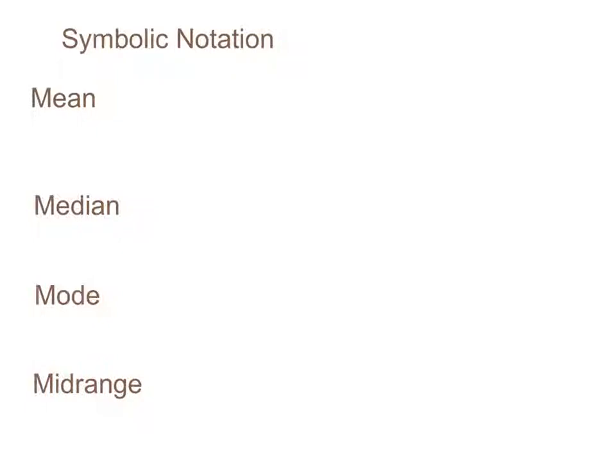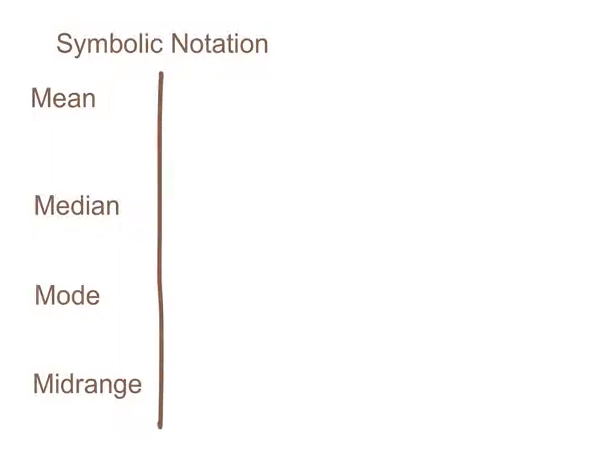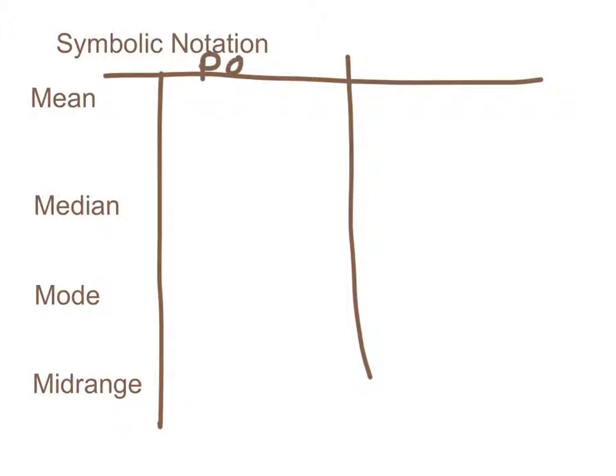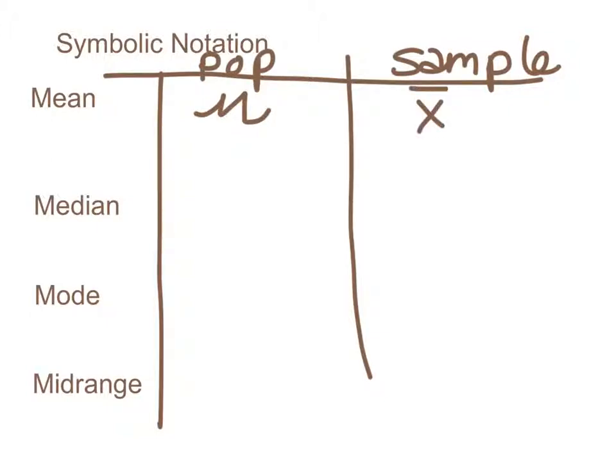Remember that the mean has 2 different symbolic notations. So if we think of these as for population versus sample. So the mean for the population is the Greek letter mu. For the sample, it's the Roman character x with the bar over it, x bar. That means average. The median, for a population, most books use theta, the Greek letter theta.